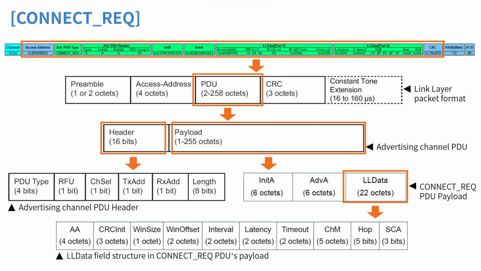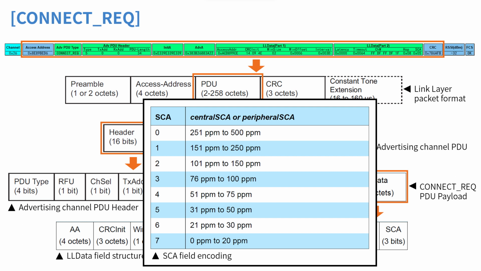The hop field should be set to indicate the hop increment used in the data channel selection algorithm. It should have a random value in the range 5 to 16. The SCA field should be set to indicate the central SCA used to determine the central's worst-case sleep clock accuracy. The clock accuracy setting in the central routine is 50 ppm, so the value of SCA here is 5.